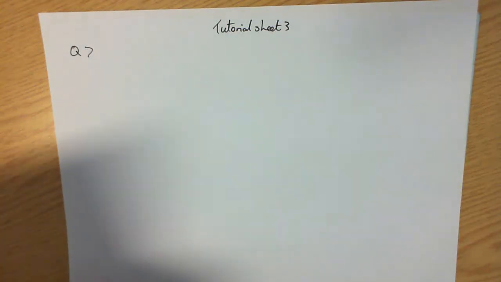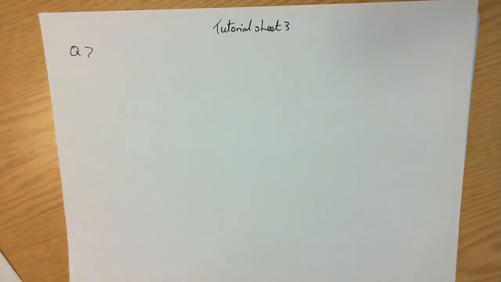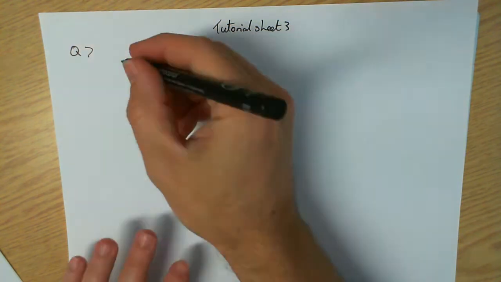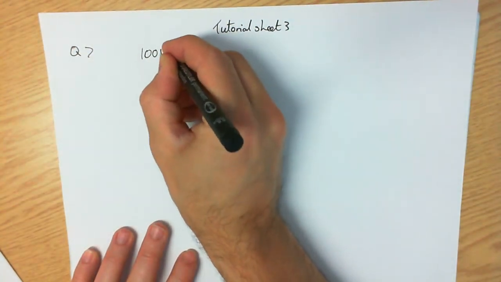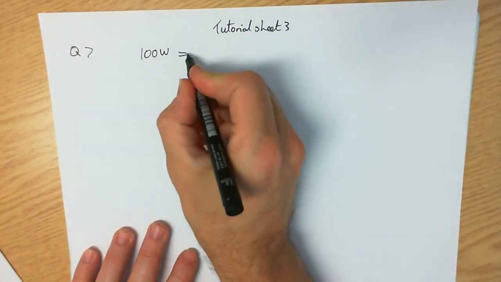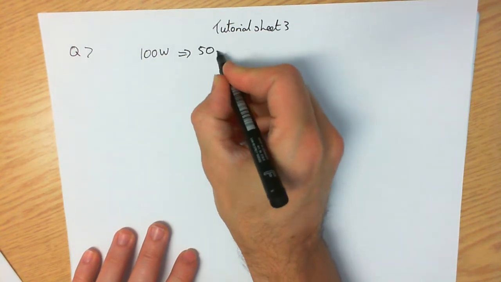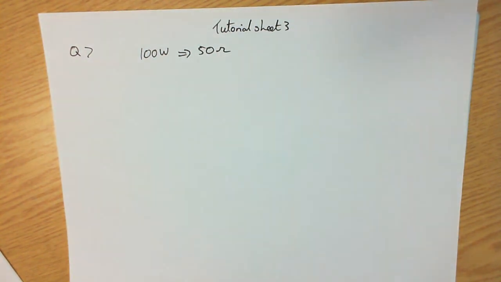Tutorial sheet 3, question 7. An FM transmitter is modulated with a single sine wave. The output for no modulation is 100 watts into a 50 ohm resistor. So that 100 watts is going into a 50 ohm resistor.